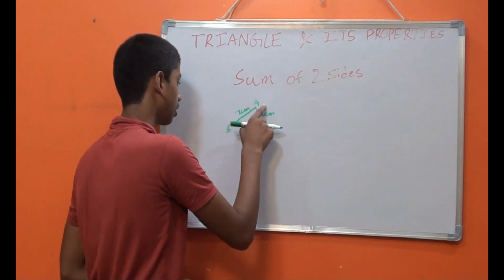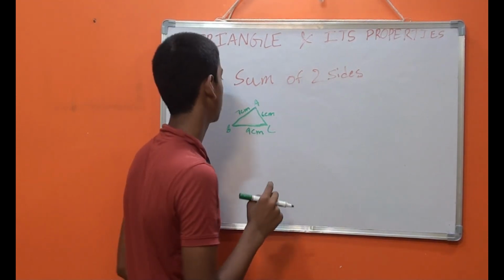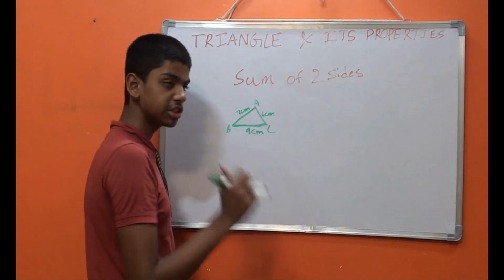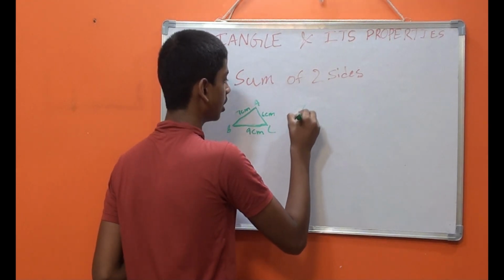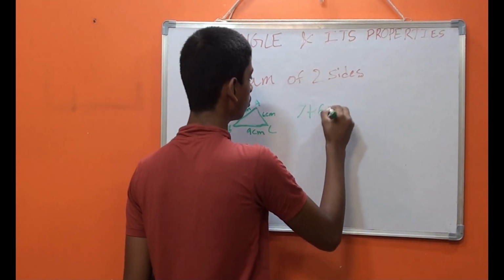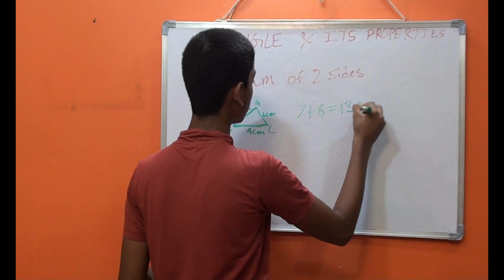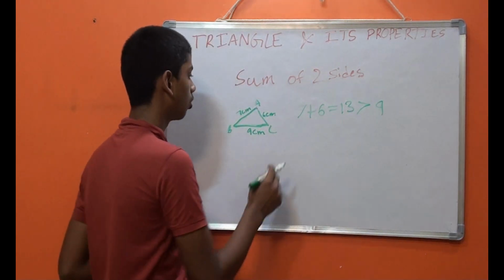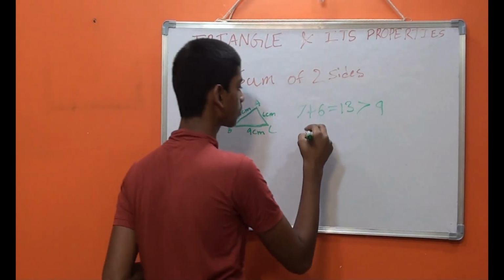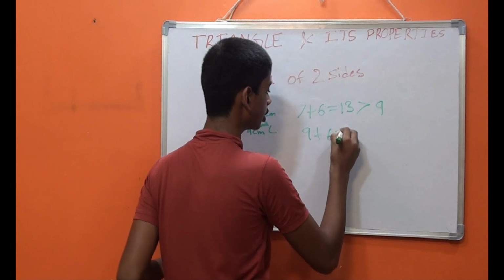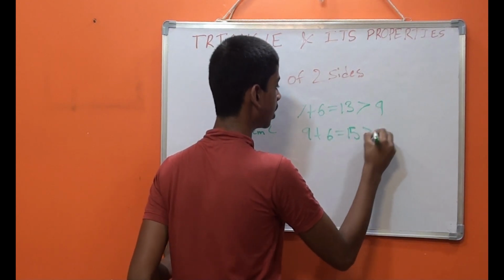Here AB, which is 7 centimeter, and AC, which is 6 centimeter. Now 7 plus 6 equals 13, which is greater than 9. Now 9 plus 6 equals 15, which is greater than 7.